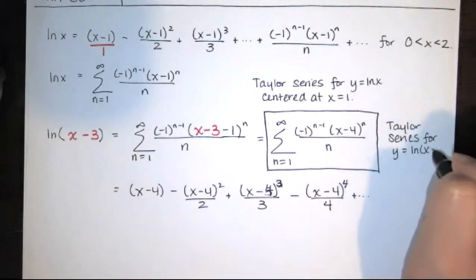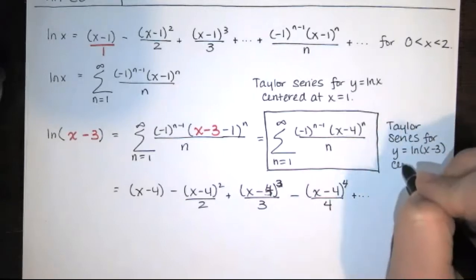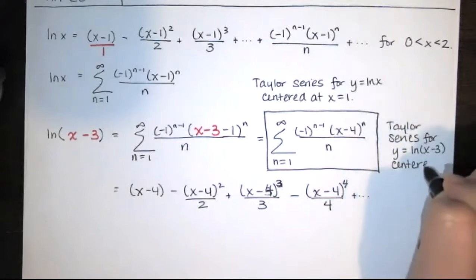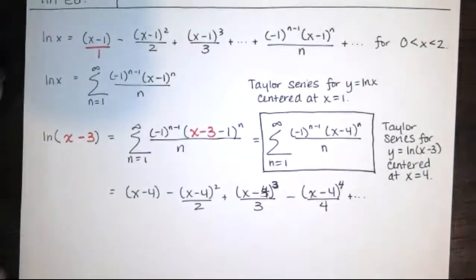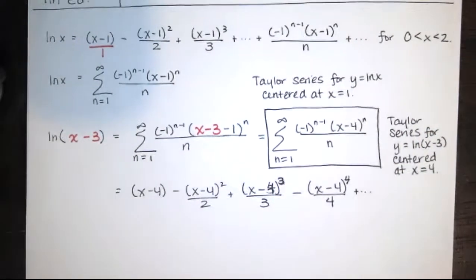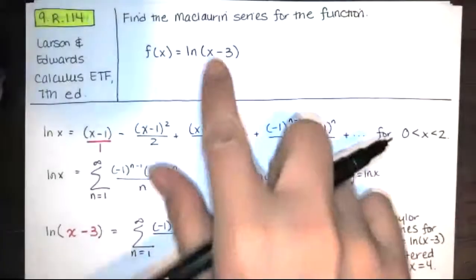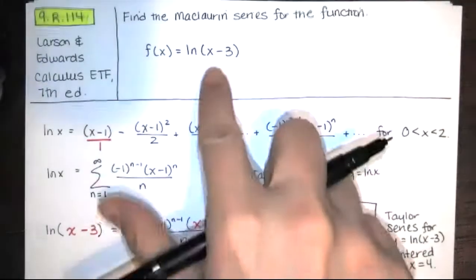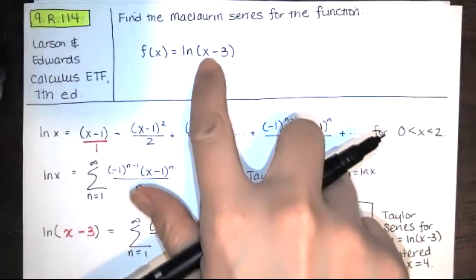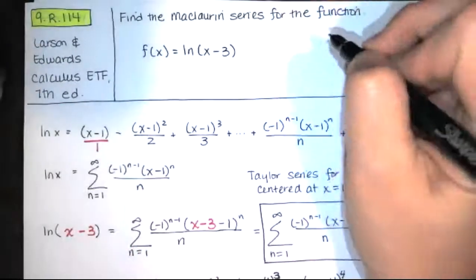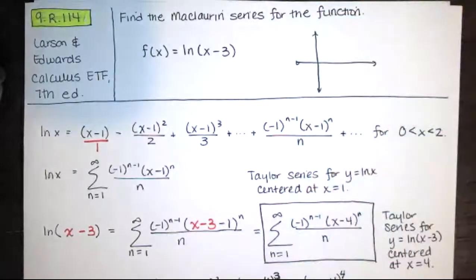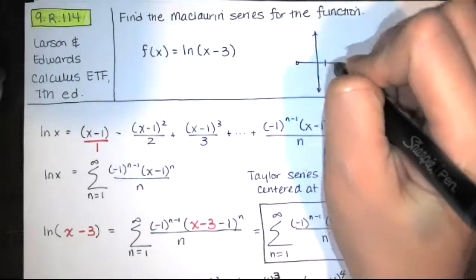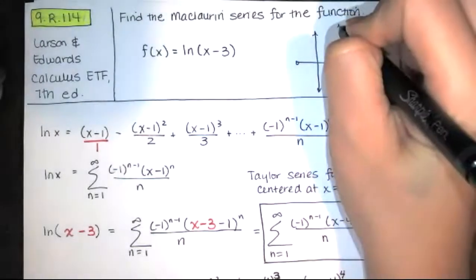For y equals natural log of x minus 3, centered at x equals 4. Now I was going to say, let's find the Maclaurin series of this function, the one that's centered at 0, but that's actually not going to work because natural log of x minus 3 looks like this. It's just like the natural log of x function, but shifted over 3 units to the right.